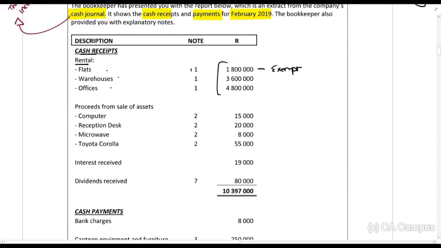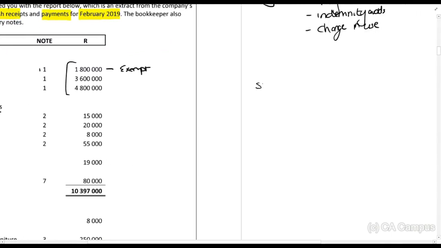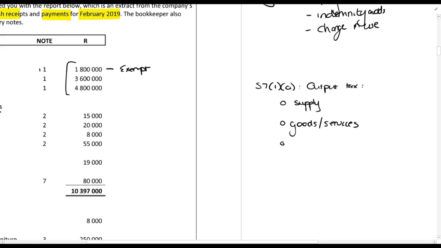Then proceeds from sale of assets. Okay, so again, very important, please remember section 7(1)(a) says you must account for output tax if there is a supply of goods, services by a vendor in the furtherance of an enterprise.